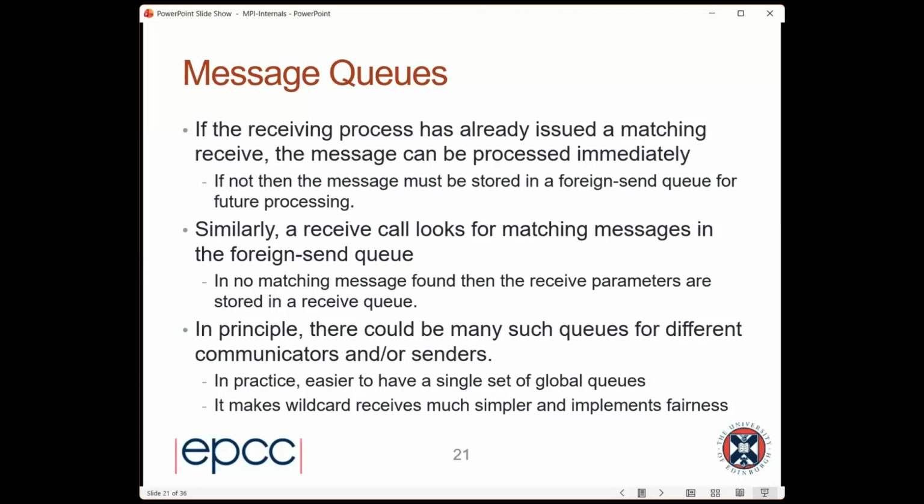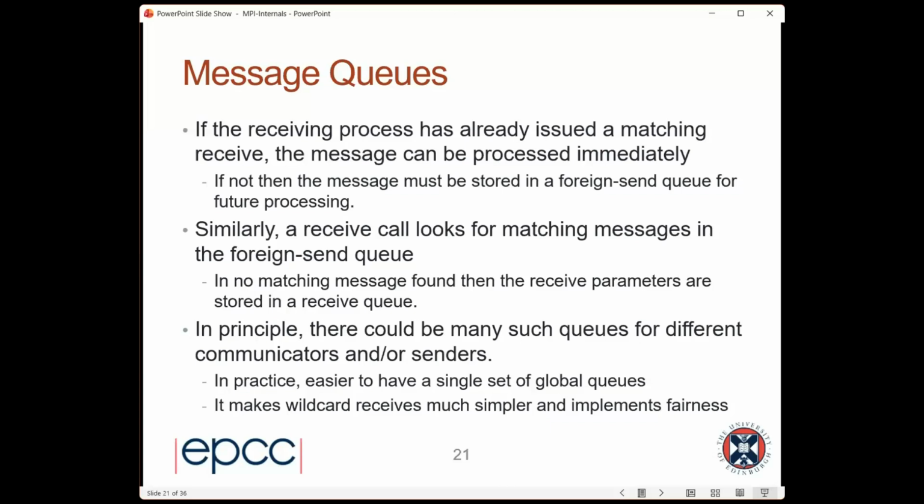There could be lots of queues for different communicators or senders, but in practice, most people have a single global queue. Because there are times you're going to have to look through these queues, because when you do wildcarding, you're going to have to look through them all. And so, again, you have to be careful not to send lots of messages and never receive them, because these queues can get very large.